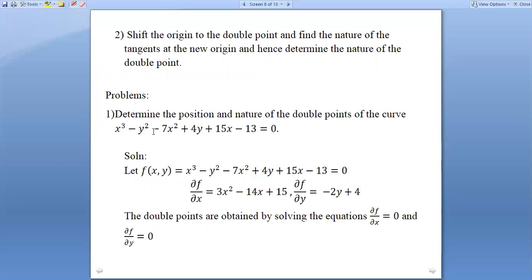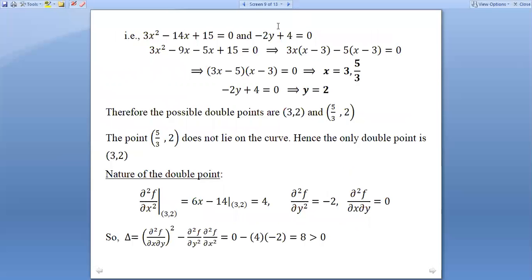The first problem: determine the position and nature of the double point of the curve. So you have f of x y equal to this curve. Partially differentiate this with respect to x and y, so you get dou f by dou x and dou f by dou y. The double points are obtained by solving the equations dou f by dou x is equal to 0 and dou f by dou y is equal to 0. This is a quadratic equation, so when you solve it, you will get x is equal to 3 comma 5 by 3.